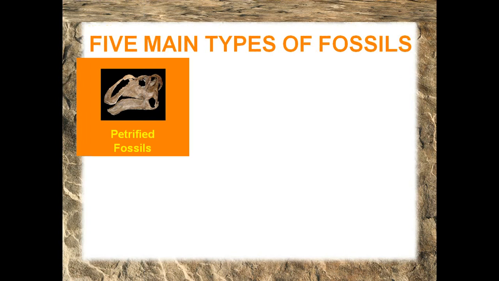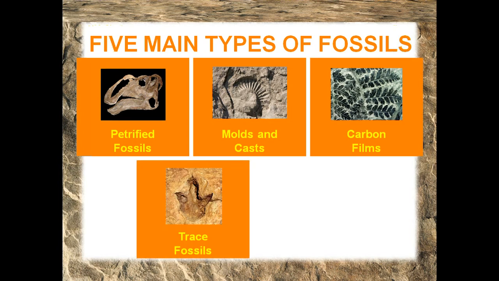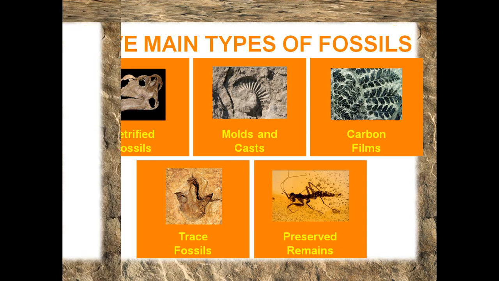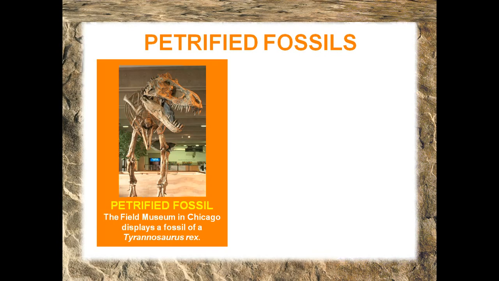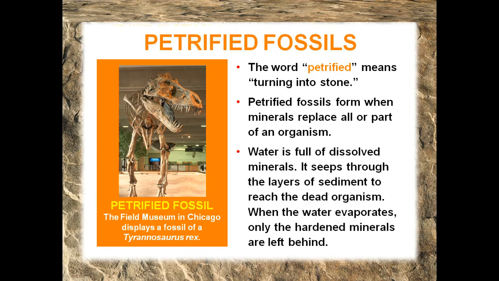Now, there are 5 main types of fossils. There are petrified fossils, molds and casts, carbon films, trace fossils, and preserved remains. Let's talk first about petrified fossils. Here you have an example of a petrified fossil, which is a Tyrannosaurus rex fossil displayed in the Field Museum in Chicago. The word petrified literally means turning into stone. Petrified fossils form when minerals replace all or part of an organism. Water is full of dissolved minerals. It seeps through the layers of sediment to reach the dead organism. When the water evaporates, only the hard materials, or minerals rather, are left behind.